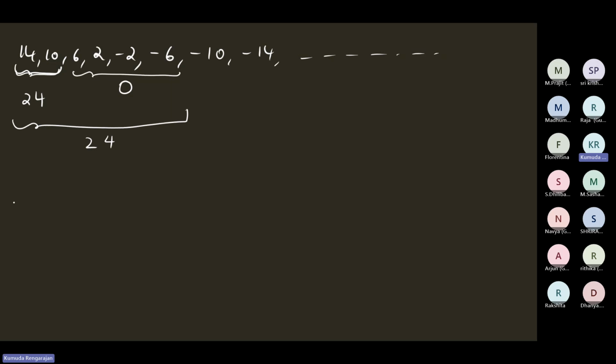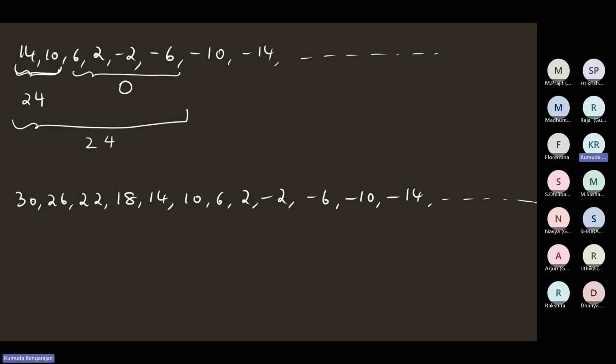You can start this AP from 14, 18, 22, 26, 30. Let me start from 30. 30, 26, 22, 18, 14, 10, 6, 2, minus 2, minus 6, minus 10, minus 14. It goes on like this. So if you can see now, we have a 14 minus 14, 10 minus 10, 6 minus 6, 2 minus 2. So the sum of all these terms is 0 because we have a 14, we have a minus 14. We have a 10 minus 10, 6 minus 6, 2 minus 2.